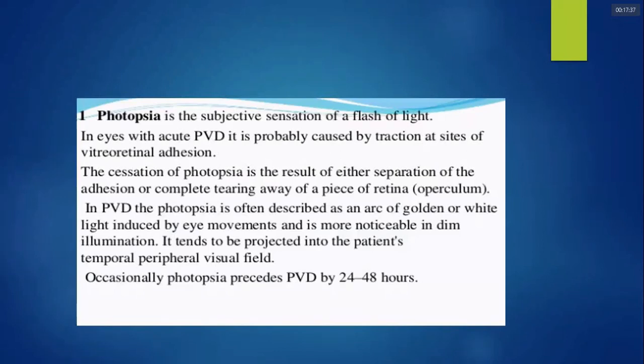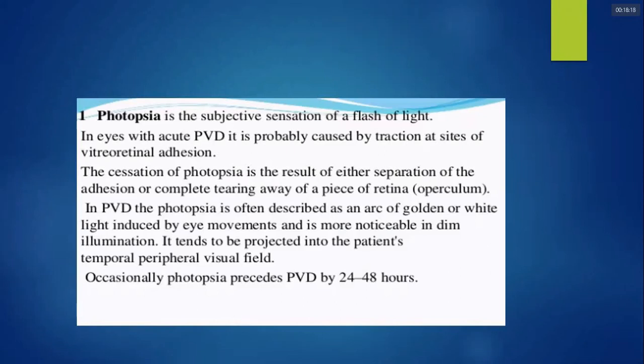Photopsia, which is a subjective sensation of flashes of light. The most common presentation is flashes of light. In eyes with acute PVD, it is probably caused by traction at the site of vitreoretinal adhesion. Sometimes the patient may not have diminution of vision on the day when they have the flashes of light. The flashes of light are due to the posterior vitreous detachment; when the PVD occurs, there is traction at the adhesion site, and the flashes of light occur.